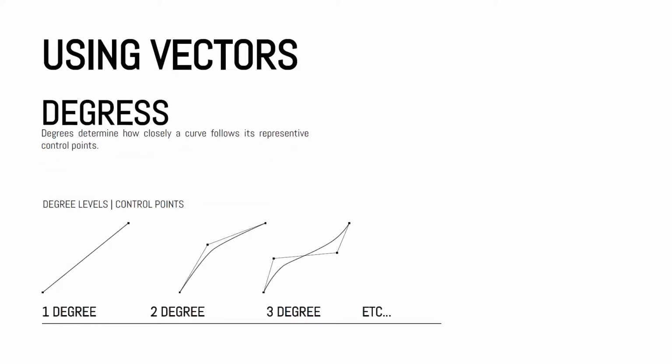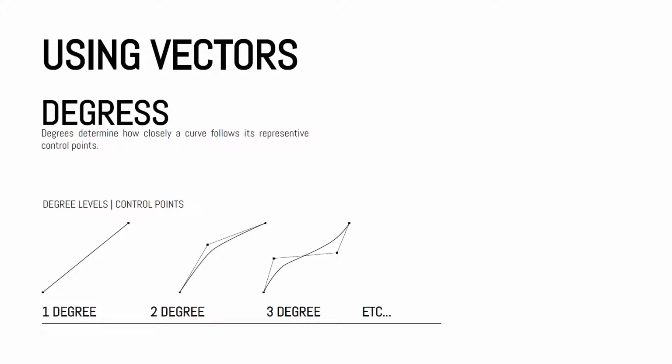Degrees. So this is really important when defining vectors in Rhino, and AutoCAD does a similar thing. A single degree means the line will be straight. A 2-degree line means there will be 2 segments that define the control points, and it generates a spline that is an aggregation of those 2 degrees.